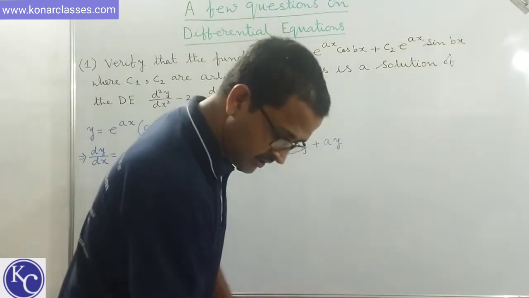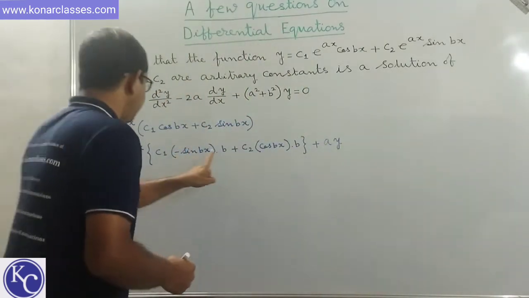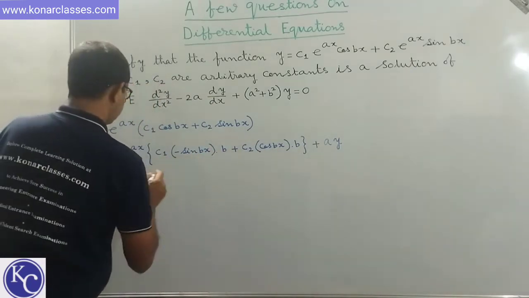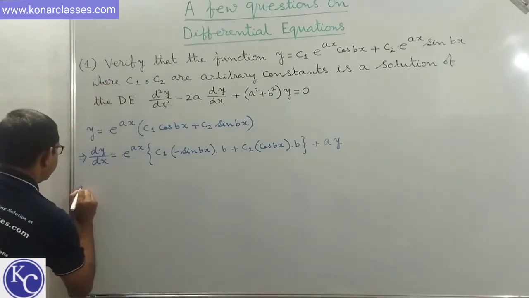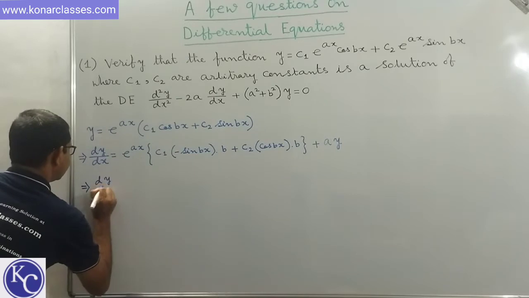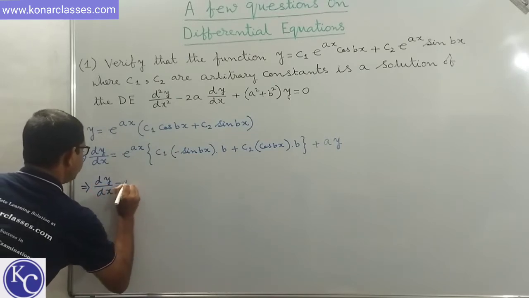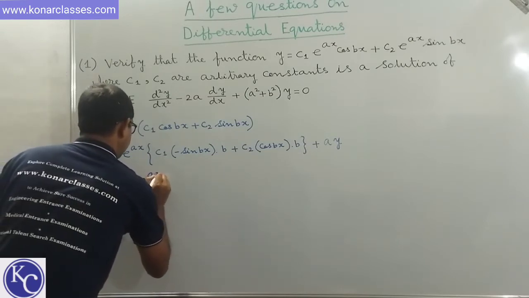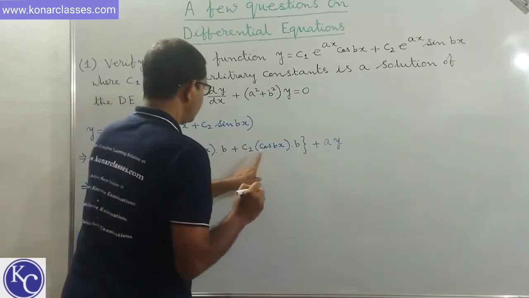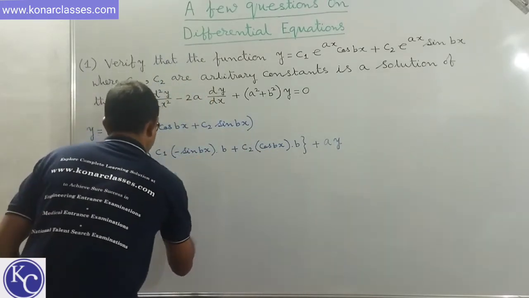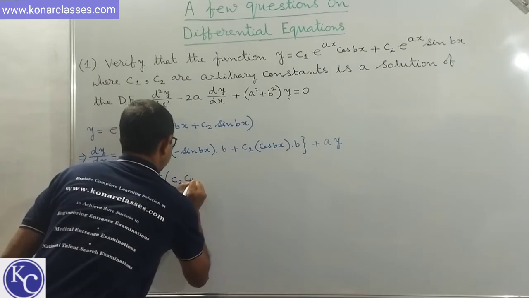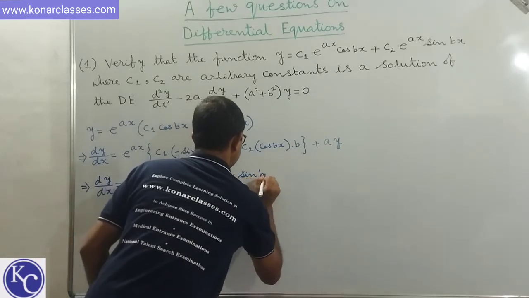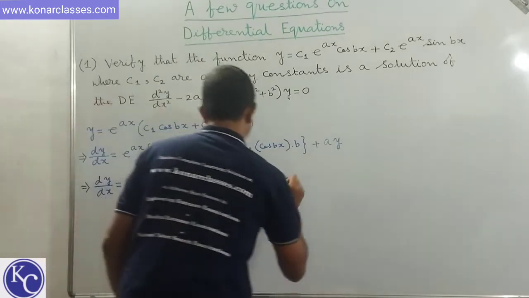Okay. Now we can take b common from these two. So what we can write here? If we take b common, this implies dy dx is equal to b into e power ax into c2 cos bx minus c1 sin bx, plus ay.